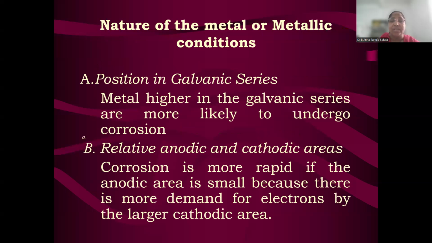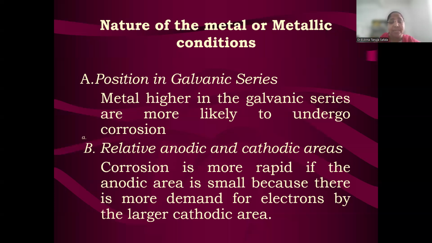So if we come to the nature of metal, and how it influences the rate of corrosion, the first factor would be the position of the metal in the galvanic series or electrochemical series. The galvanic series is the series we get on arranging all metals and alloys in the increasing order of their corrosion resistance. That means their corrosion tendencies decrease from top to bottom.